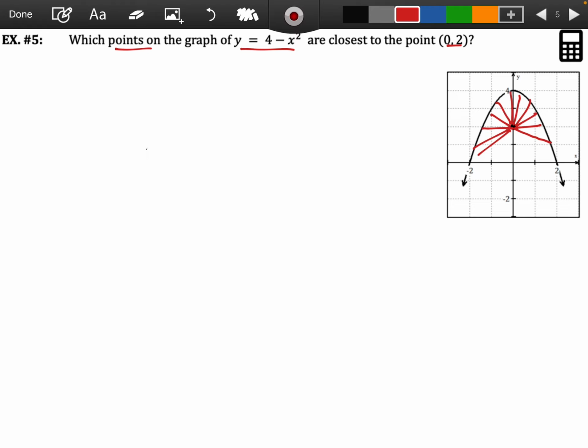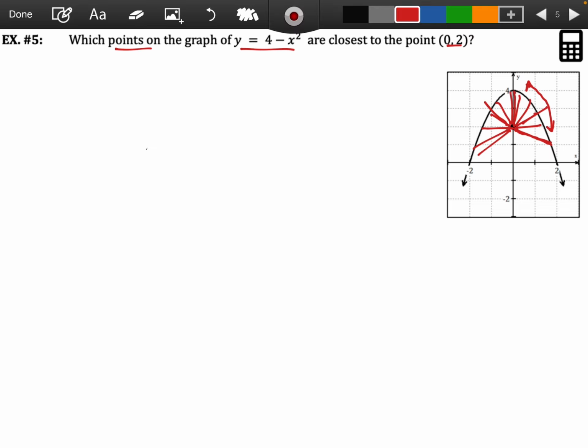So you're going to have 2 points. This point here is probably going to have the same distance as this point, right? It looks like this one's really large. It looks like this one's really large. So the answer is going to fall somewhere in here. And that's the whole idea. Which point on the graph is closest to the point (0, 2)?